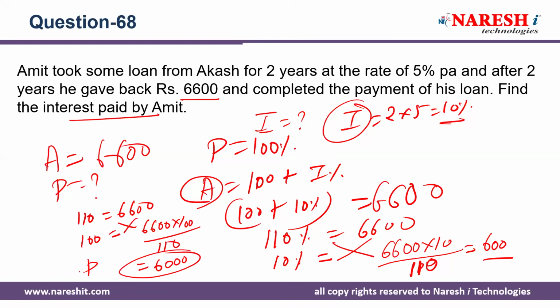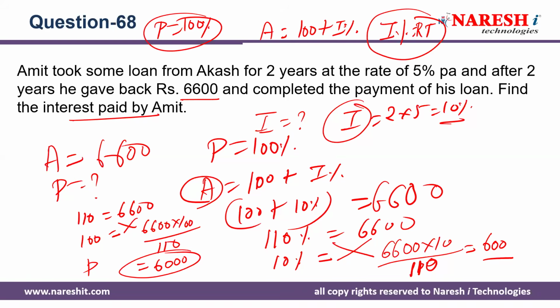This is the model of simple interest, and this logic can be used in any simple interest question. Amount will be 100 plus interest percentage, and principal will always be 100 percent. Use it anywhere. And interest percentage is calculated as RT, that is R into T. These three logics are enough to solve any simple interest problem.